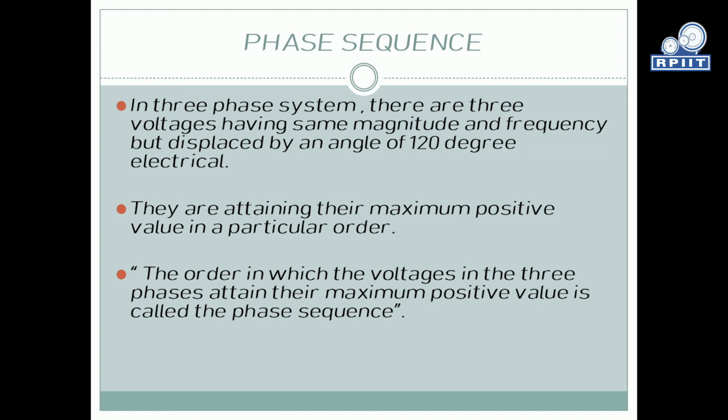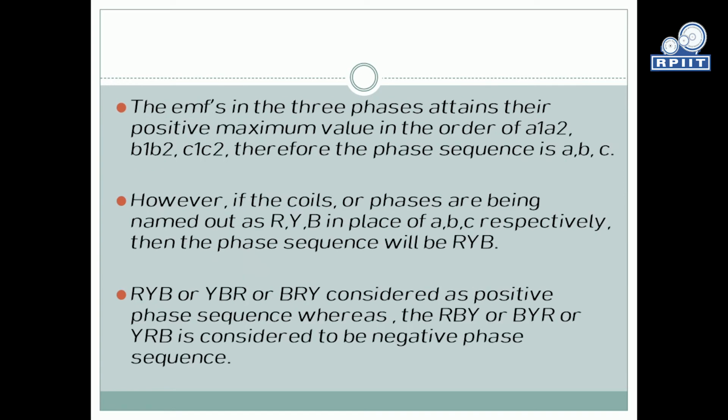For example, phase A, phase B and phase C, or phase 1, phase 2 and phase 3, or phase R, phase Y and phase B. So the EMF in the three phases attains their positive maximum value in the order of A1, A2, B1, B2, C1, C2. Therefore, the phase sequence is ABC.